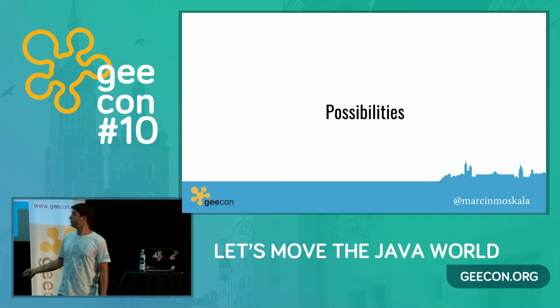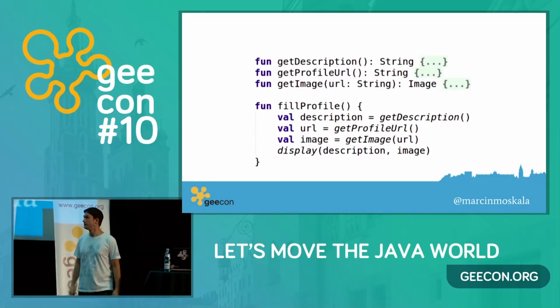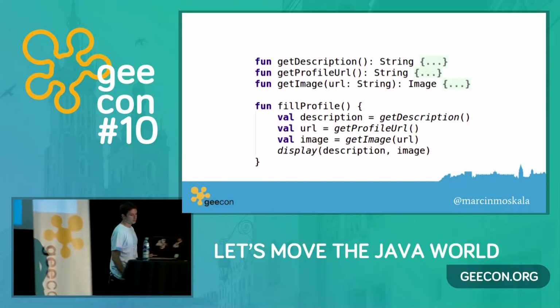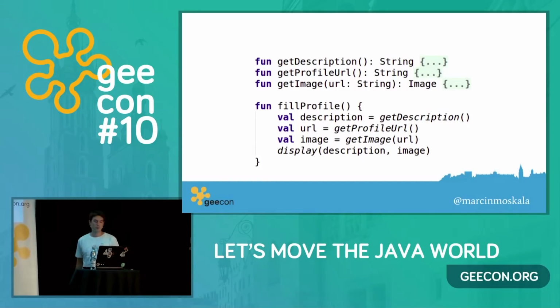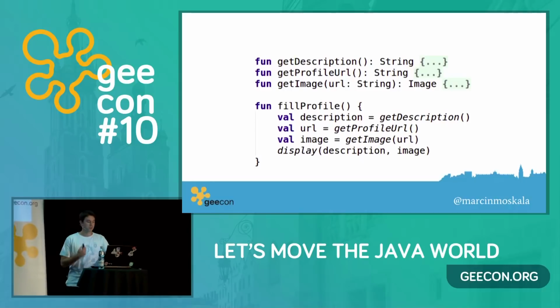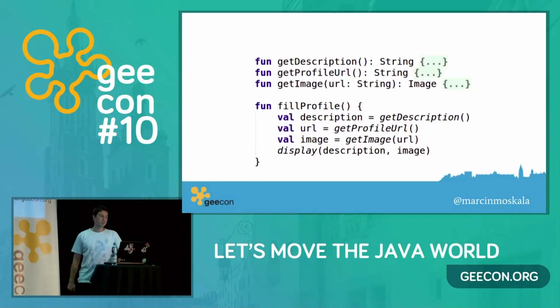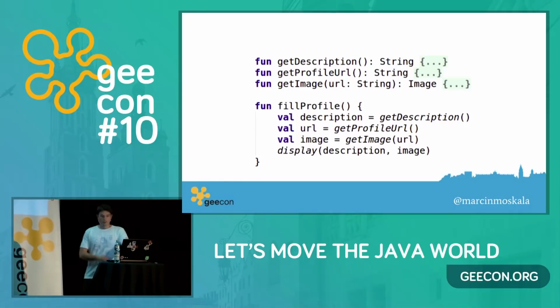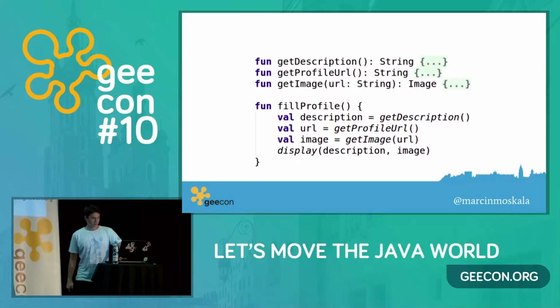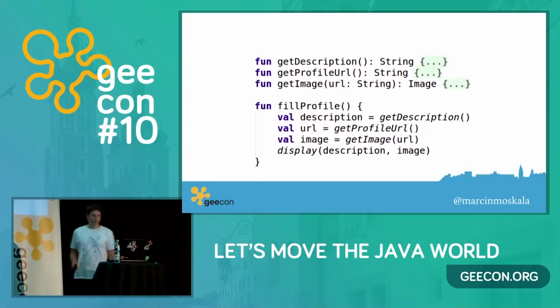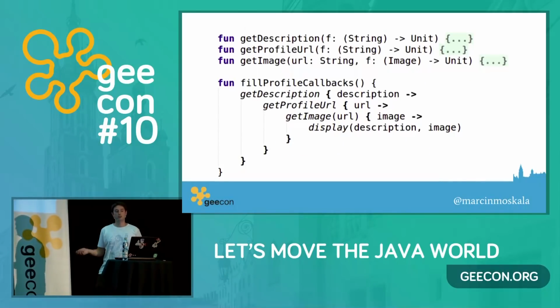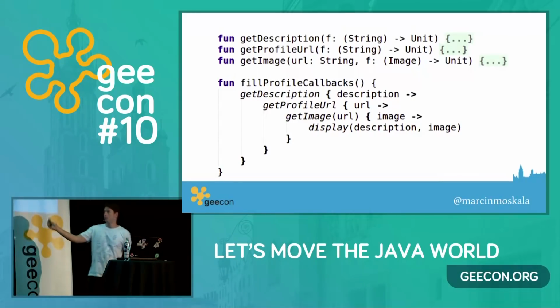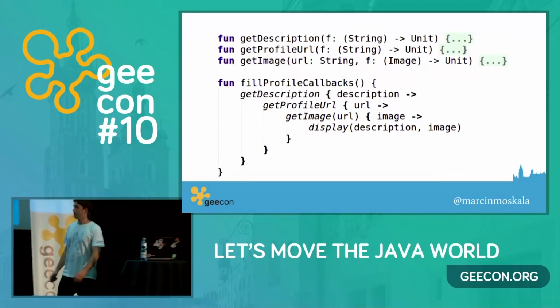So how does it work? Let's see some possibilities. And we will work on this simple example where we need to get some description, get some profile URL, and get some image using this URL. Obviously, these functions need a lot of time, so they should be invoked in some other context. In callbacks, as we already said, we would do it like that.